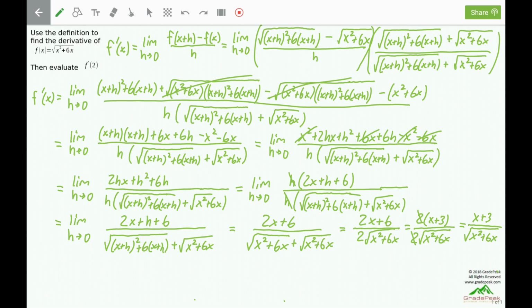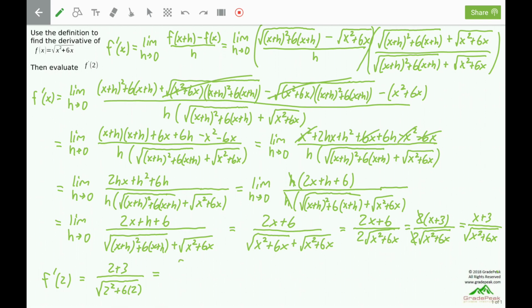The other thing we are asked to do here is to evaluate f prime of 2, and that means once we've found the derivative to plug a 2 into it. So let's go ahead and do that. F prime of 2 will then be 2 plus 3 divided by the square root of 2 squared plus 6 times 2.